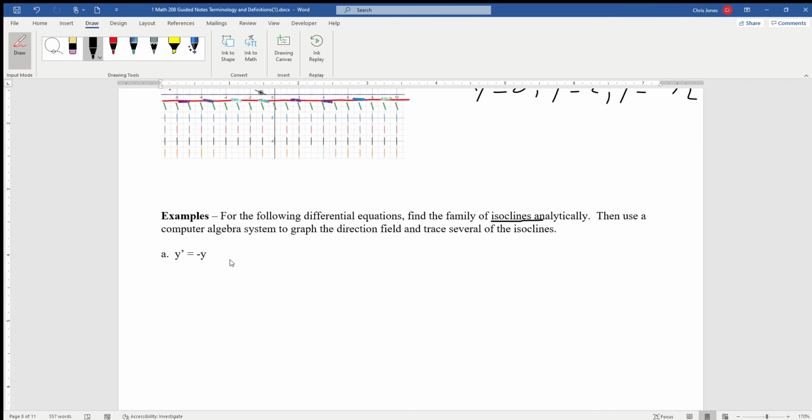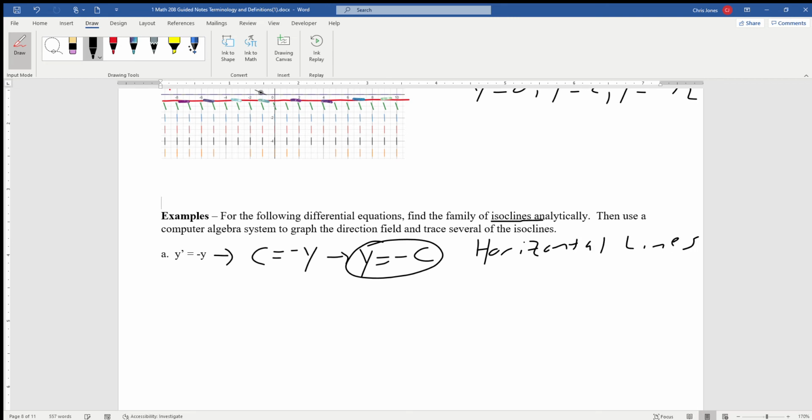A really easy example of this: we're going to say that C equals negative y, or in other words, y is equal to minus C. This is the family of isoclines for that differential equation. What is that? That's just a bunch of horizontal lines. Let's take a look at the graph, and we're going to plot a bunch of horizontal lines and see whether or not it makes sense.